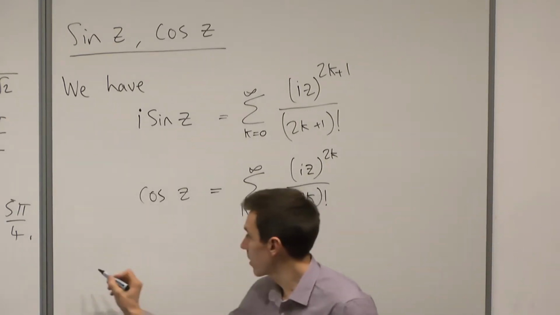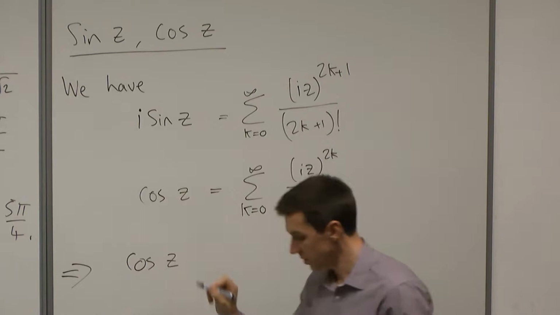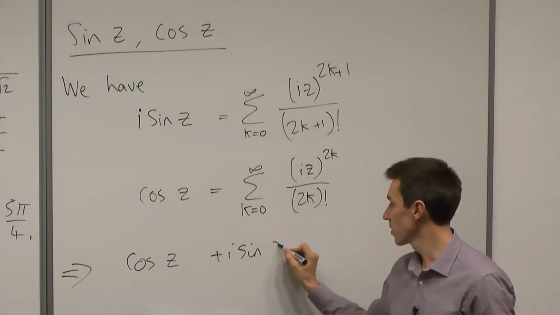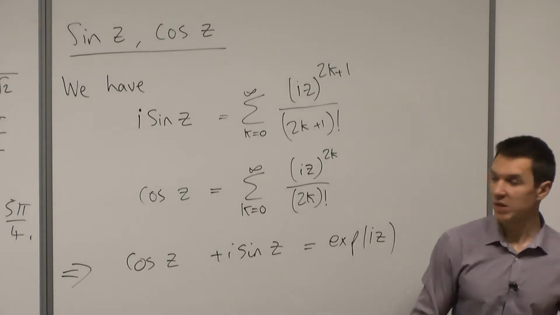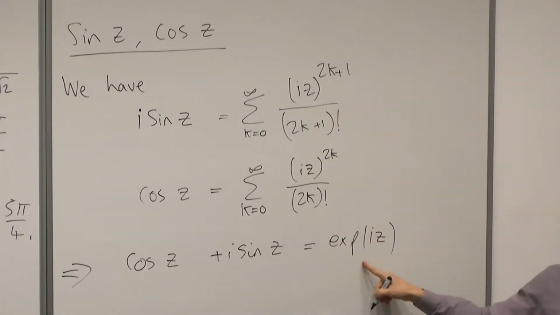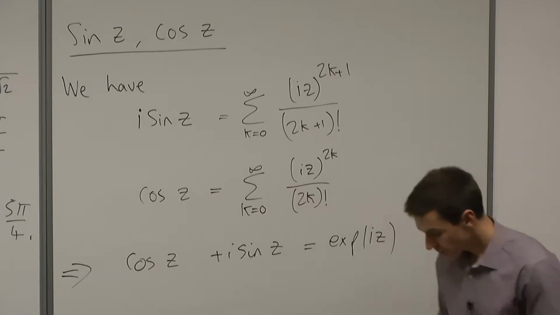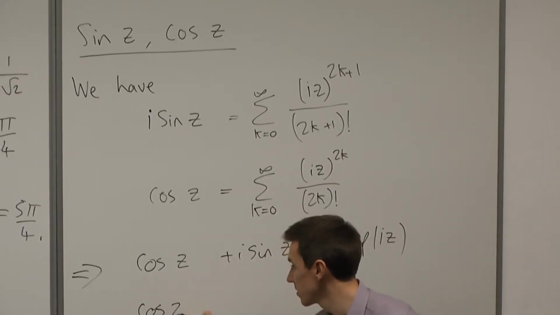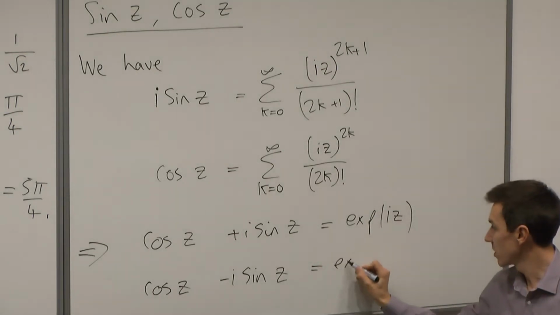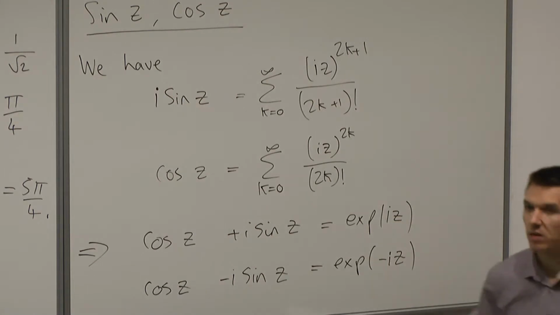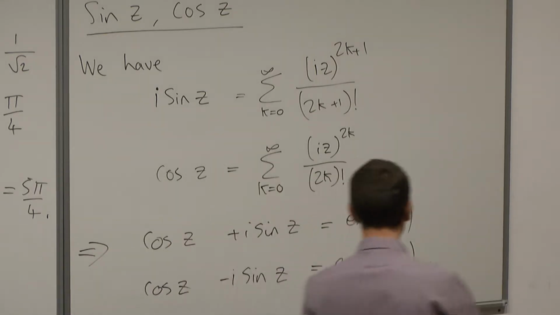Right. Well, this implies that we have the following two equations. So we have cos z plus i sine z is equal to the exponential of iz. So basically, if you sum the series, you will see that you've got the series of the exponential of iz, yeah? Another series that we've looked at previously, okay? And we also get that cos z minus i sine z is the exponential of minus iz, okay? Similar calculation. Right, I will label these equations because I'm going to use them.